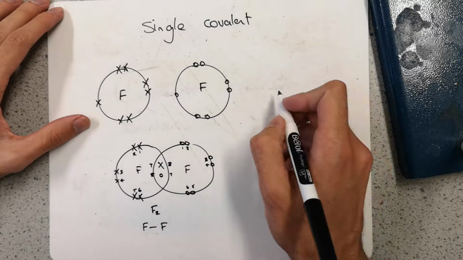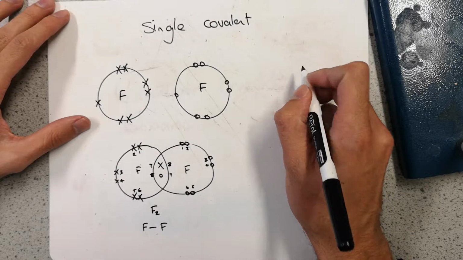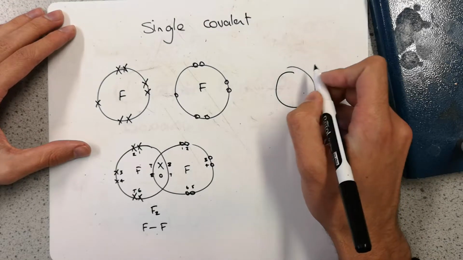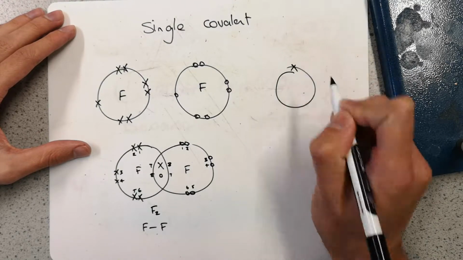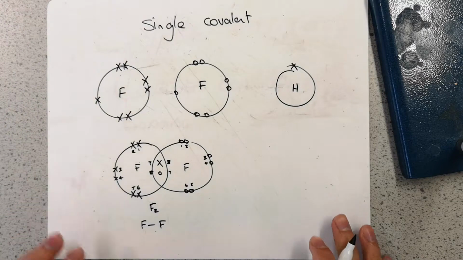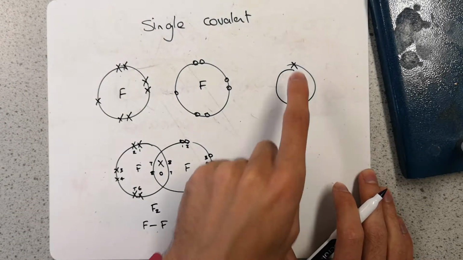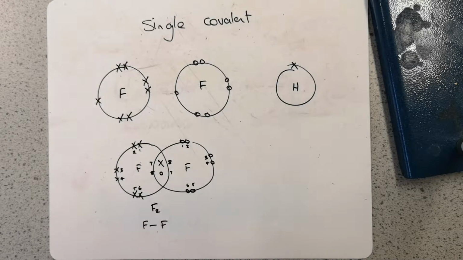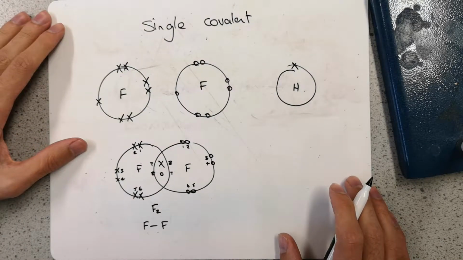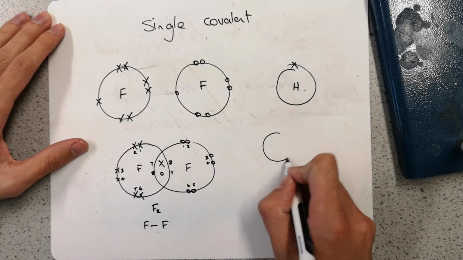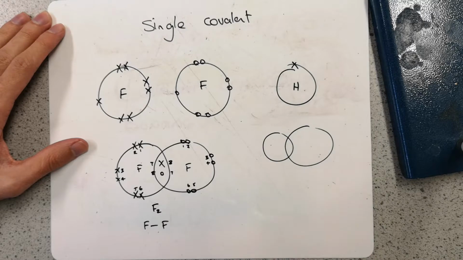Fluorine could instead, though, bond covalently with another non-metal. The most common one that it will bond with is just a hydrogen. So we saw hydrogen was a non-metal and it did covalently bond. It's only got that small first shell, which can only hold 2 electrons. So it only needs 1 more in order to get a full outer shell, just like fluorine needs only 1 more. So again, we get an overlap.